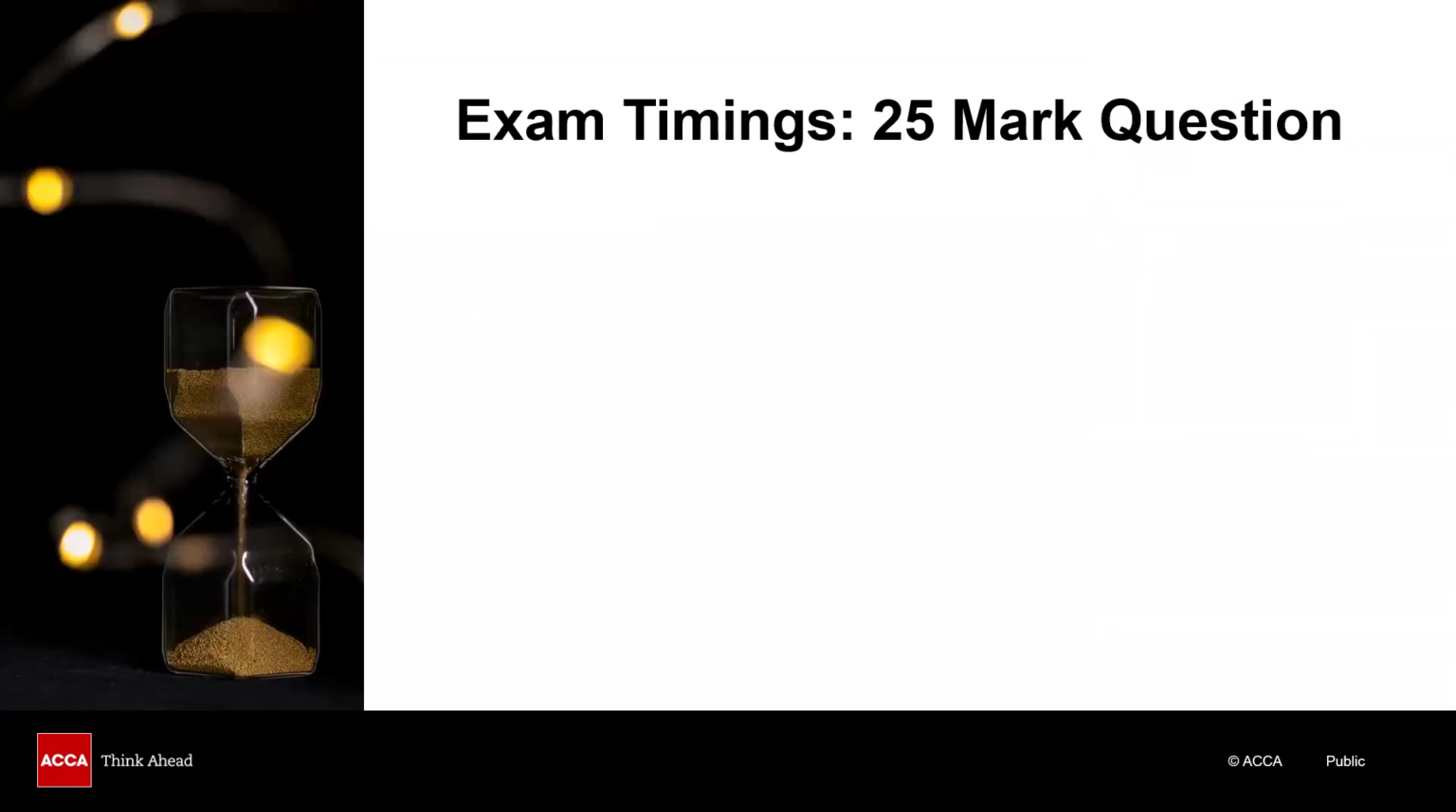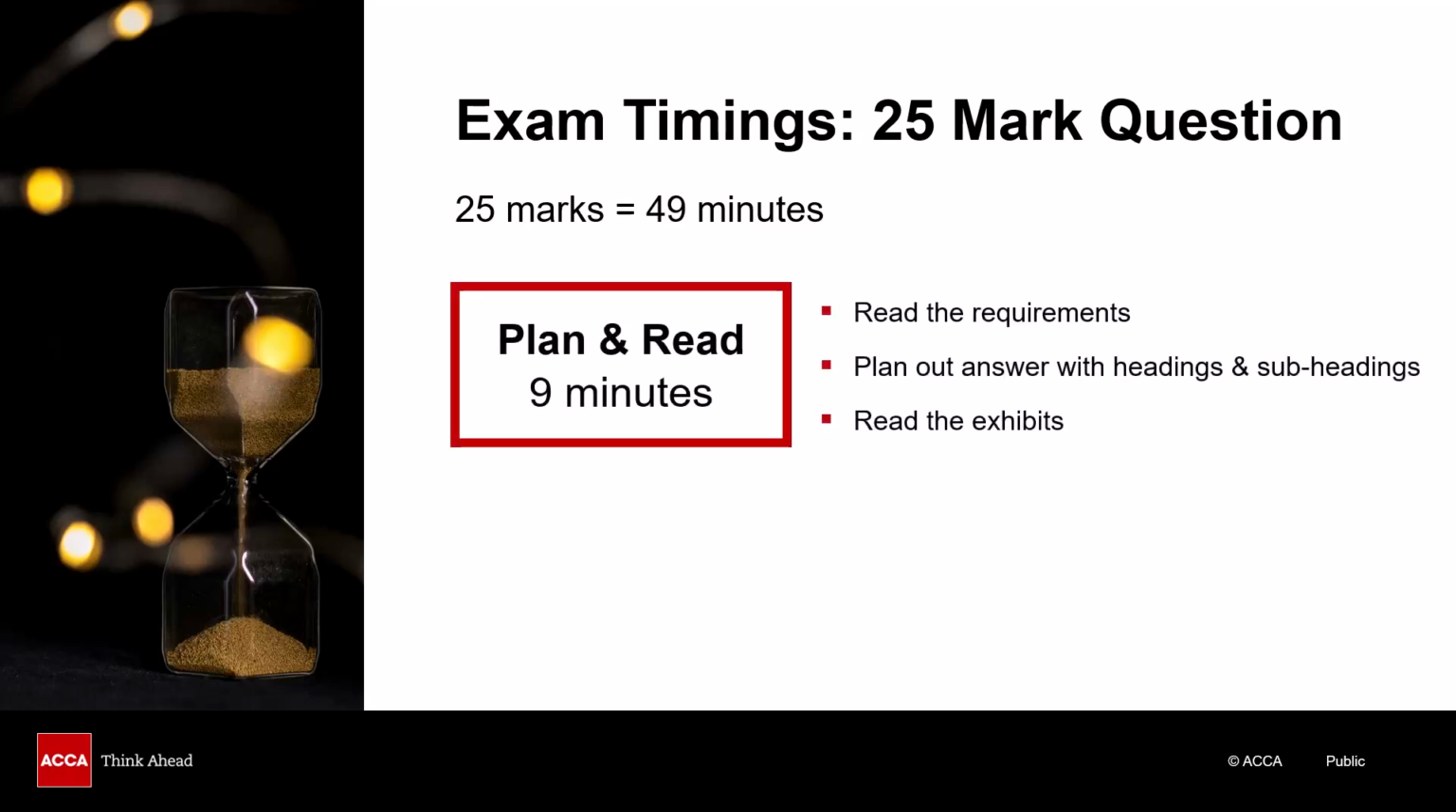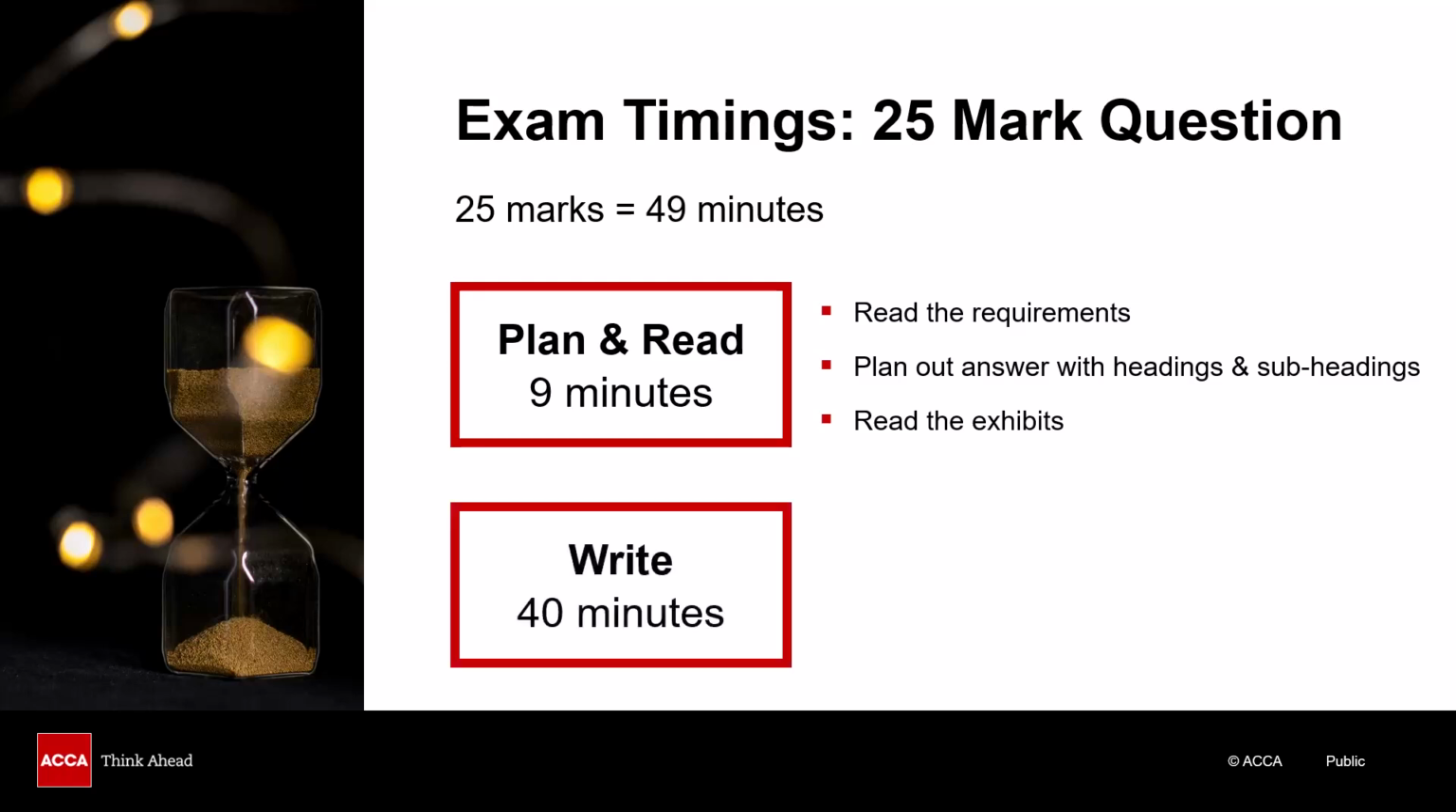Now in a 25 mark question, remember that's going to be 49 minutes if you times it by 1.95 minutes per mark. And you're going to spend the first 9 minutes planning and reading. So read the requirements, plan out your answer with all your headings and subheadings, get it all laid out nicely, and then we're going to read the exhibits. And then the remaining 40 minutes, we're going to write up our answers, do the calculations in the spreadsheet.